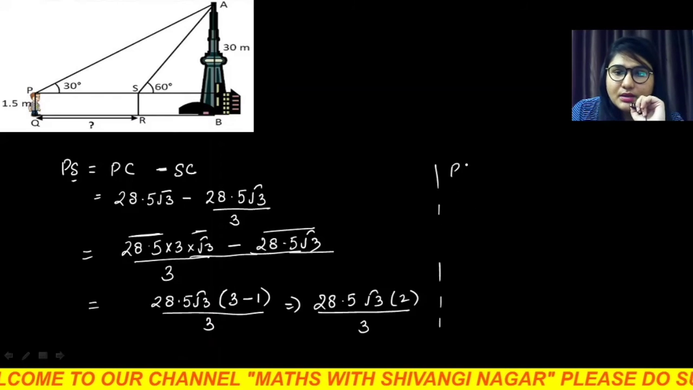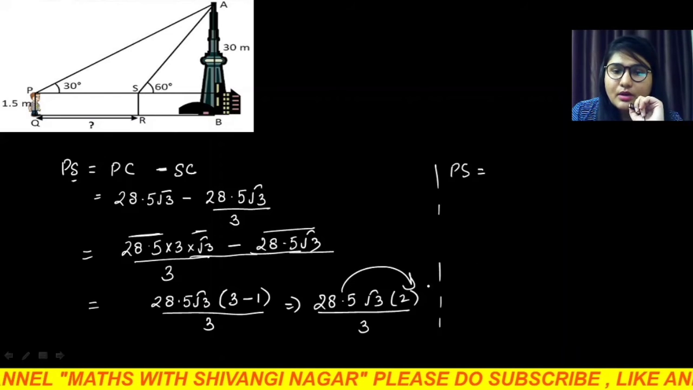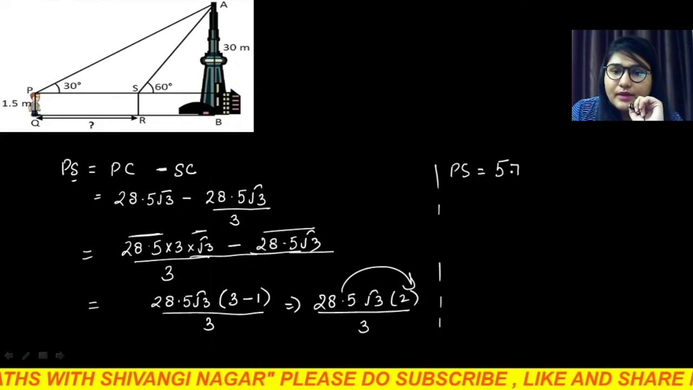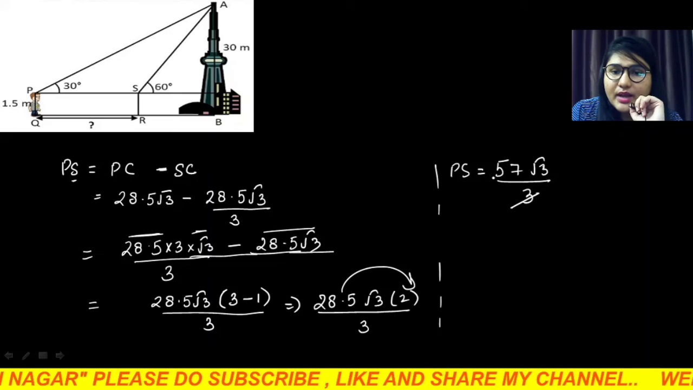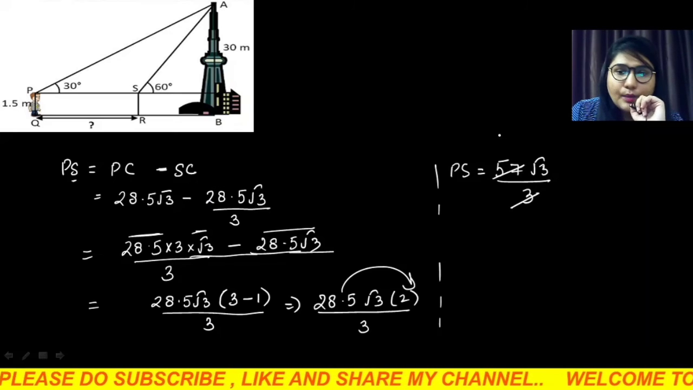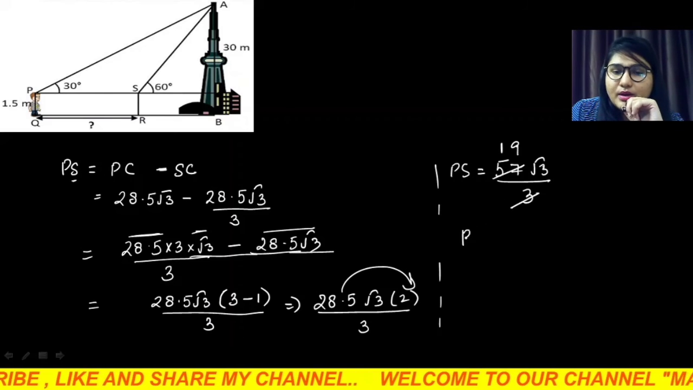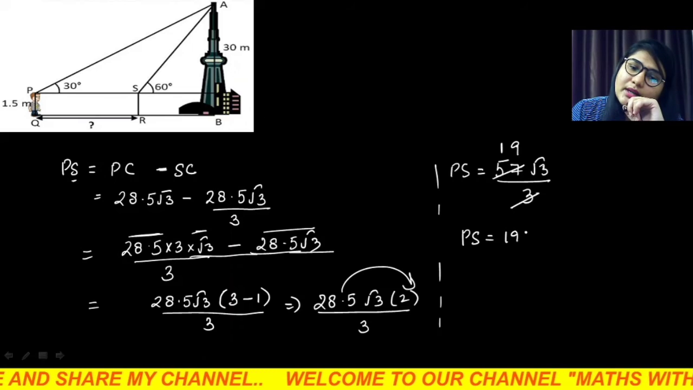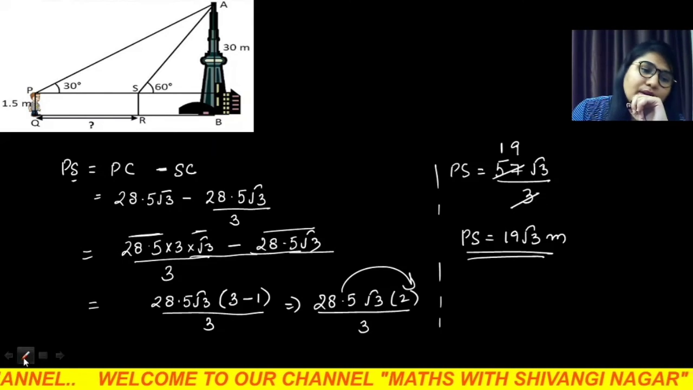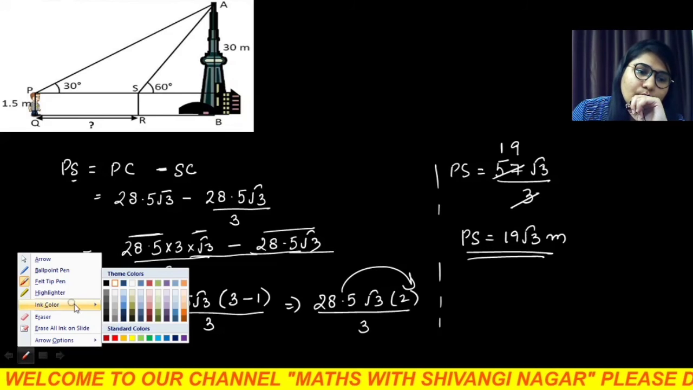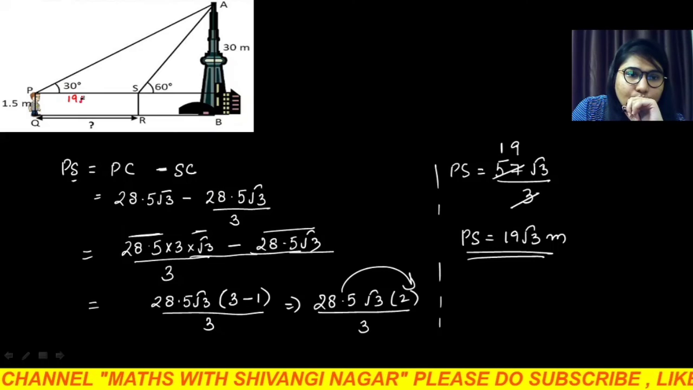So PS is equal to 28.5 into 2. If you multiply this with the 2, what we will get? We will get 57 root 3 upon 3. Now this 3 cancels 57. Yes. How many times? 3 1 times and 3 9 times 27. So what is the PS? PS is 19 root over 3 meter. So we have calculated the PS. PS comes out to be 19 root over 3.